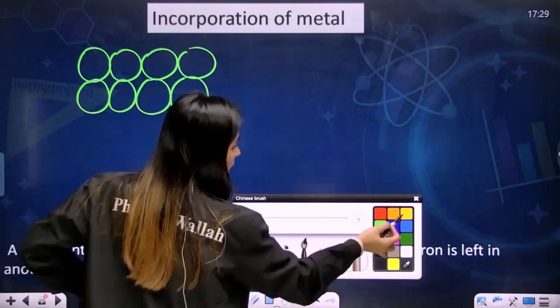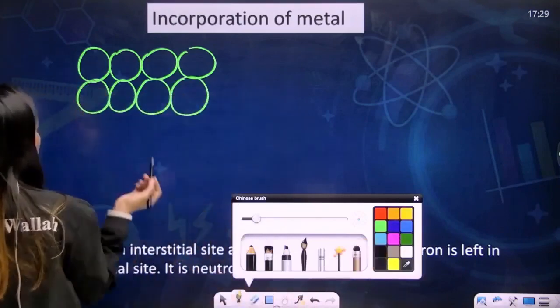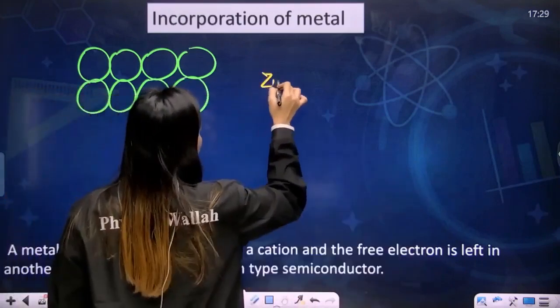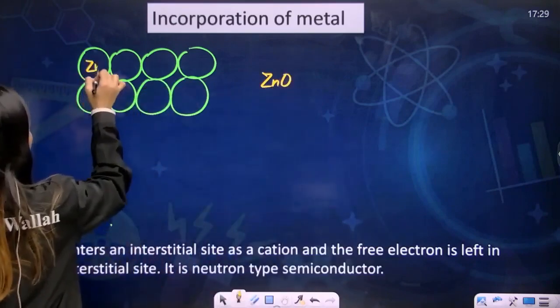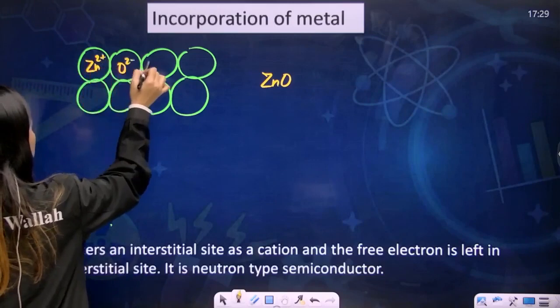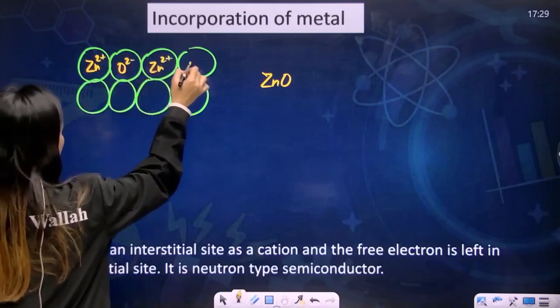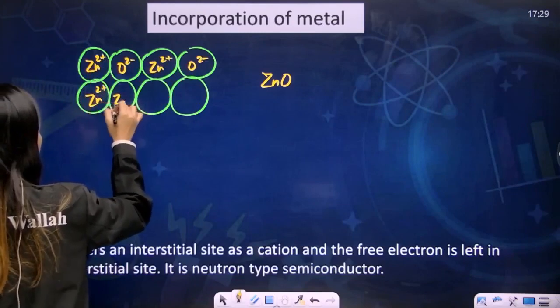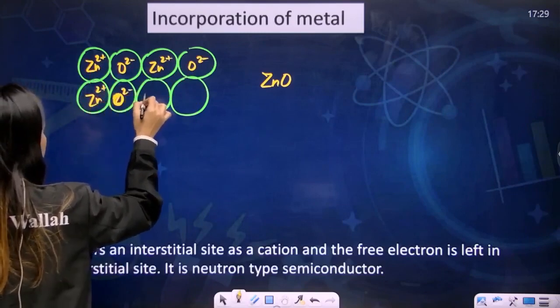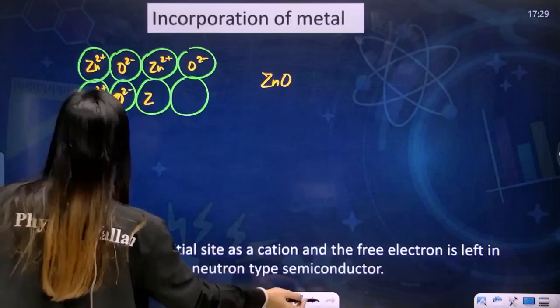Now, let's say I am talking about ZnO. I have a solid of ZnO. So I have Zn2+ here, I have O2- here, I have Zn2+ here, I have O2- here, Zn2+, O2-, Zn. Oh, sorry.